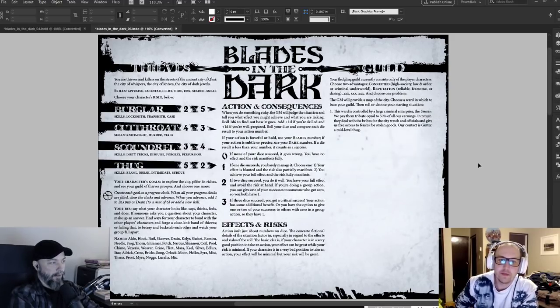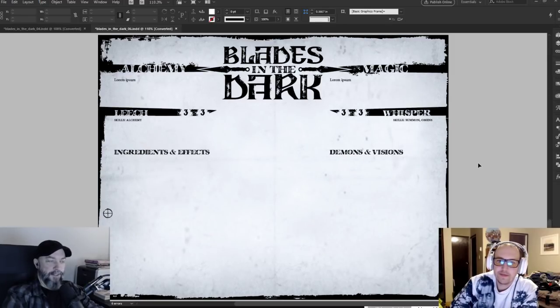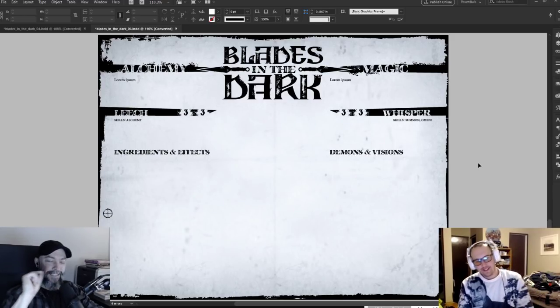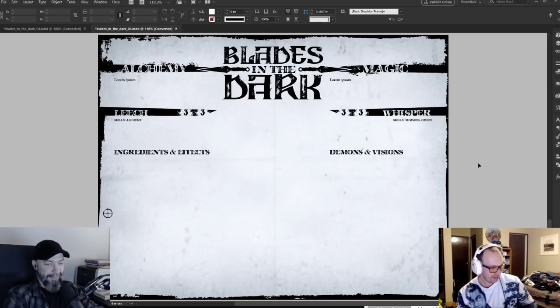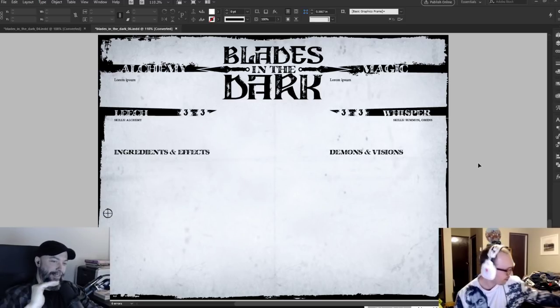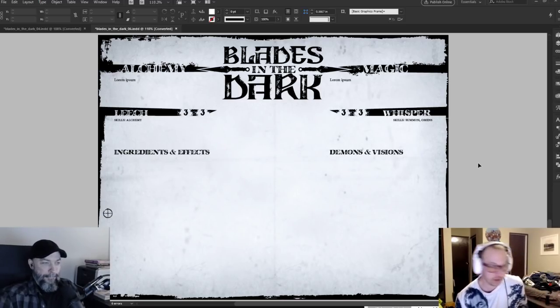If we go back to the front, burglar, cutthroat, scoundrel, and thug all sum to 7. However, the Leech and the Whisper sum to 6, because they have special magic powers and they have to be balanced against the other character types. They don't get as high a number as everyone else because they can do funny magical things, and that means they have to be checked in somehow. I much prefer the final version.